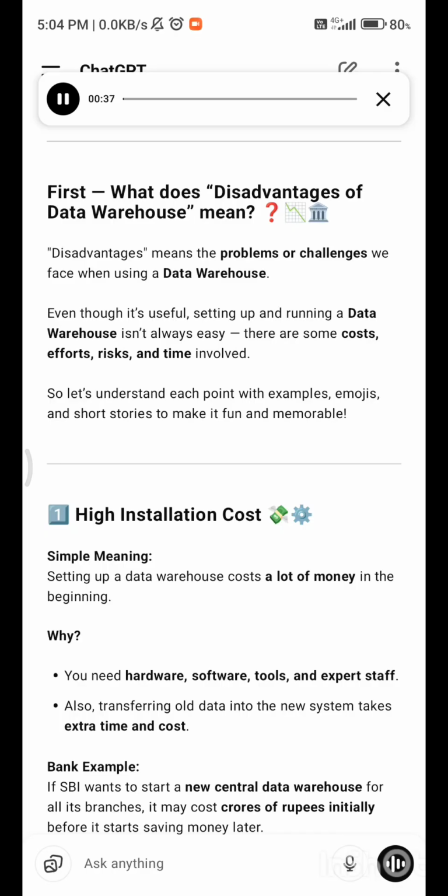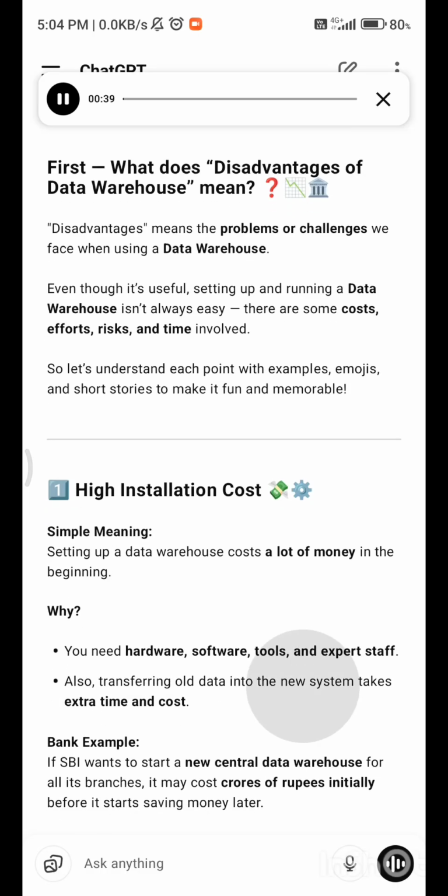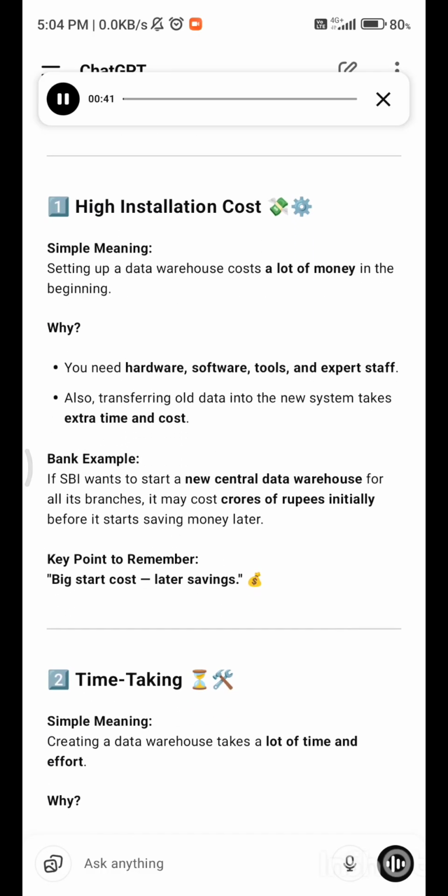1. High installation cost. Simple meaning, setting up a data warehouse costs a lot of money in the beginning. Why? You need hardware, software, tools, and expert staff. Also, transferring old data into the new system takes extra time and cost. Bank example: if SBI wants to start a new central data warehouse for all its branches, it may cost crores of rupees initially before it starts saving money later. Key point to remember: big start cost, later savings.